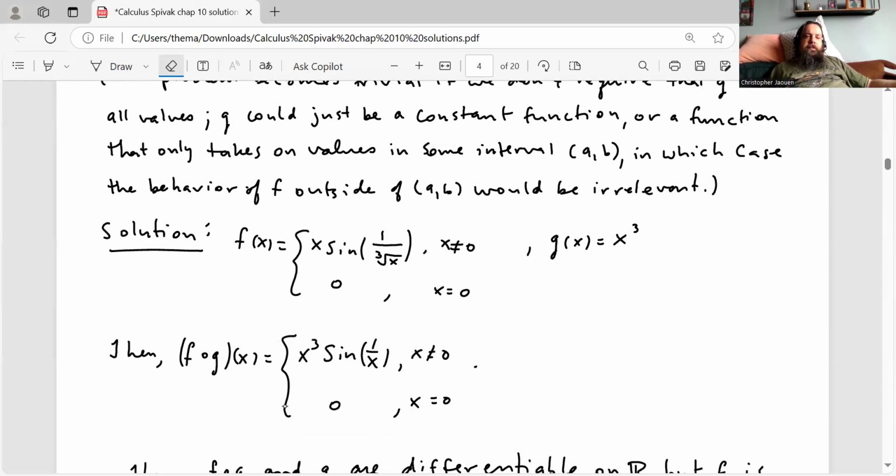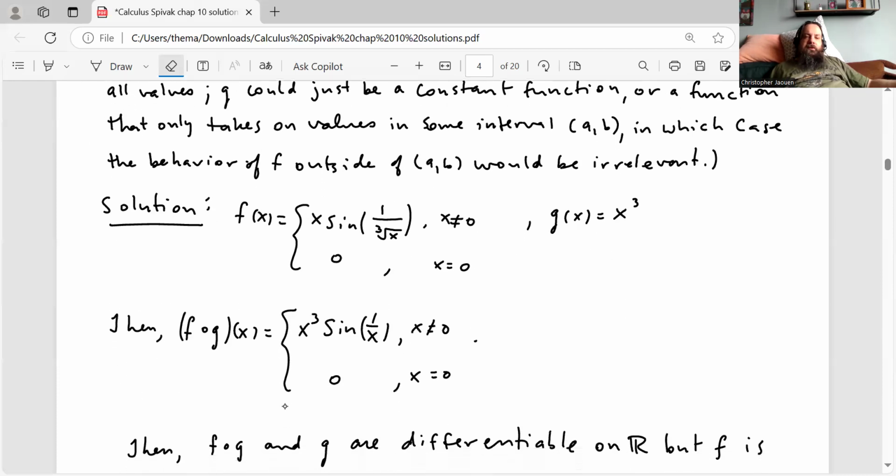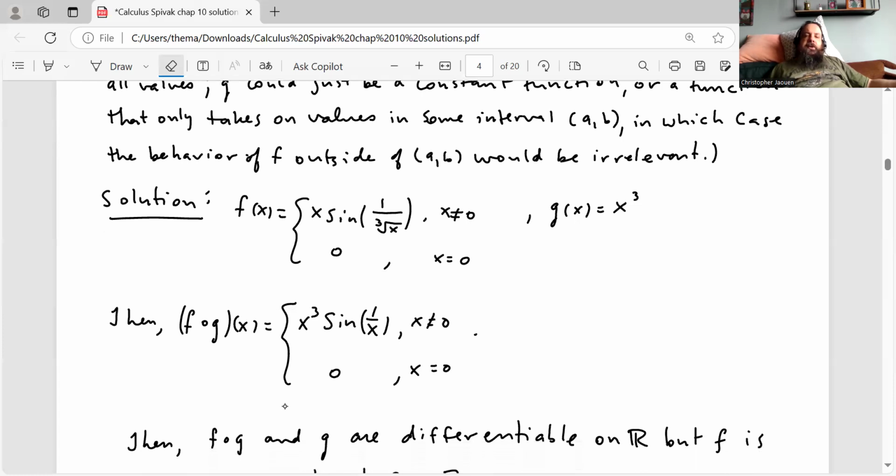All right, so consider these functions here. f of x equals x sine of 1 over the cube root of x for x not 0, and 0 if x equals 0, and g of x I'll define as x cubed. Then notice that when we take the composition, we get the function that's x cubed sine 1 over x for x not 0, and 0 when x is 0. f composed with g, if you notice, is differentiable, so is g of x, but f is not.